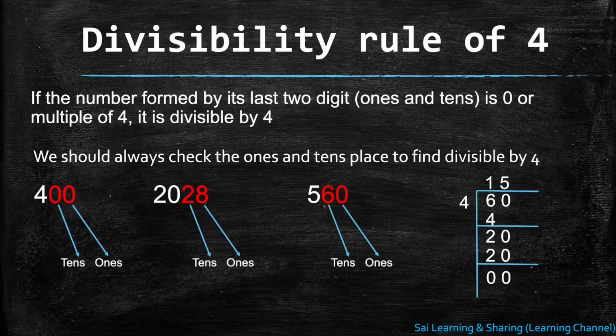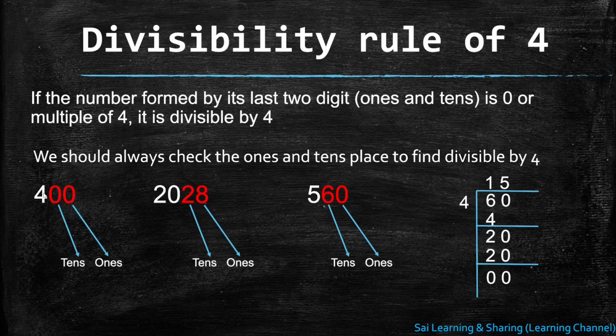Divisibility rule of 4. If the number is judged by its last two digits, which are the ones and the tens place, and if they are 0 or a multiple of 4, it is divisible by 4. We should always check the ones and the tens place to find out if a number is divisible by 4. Here are a few examples.